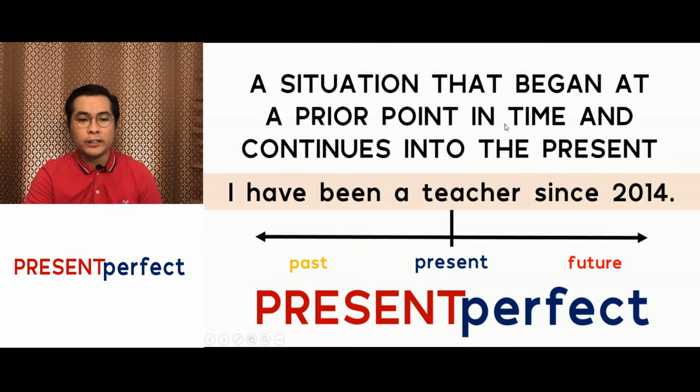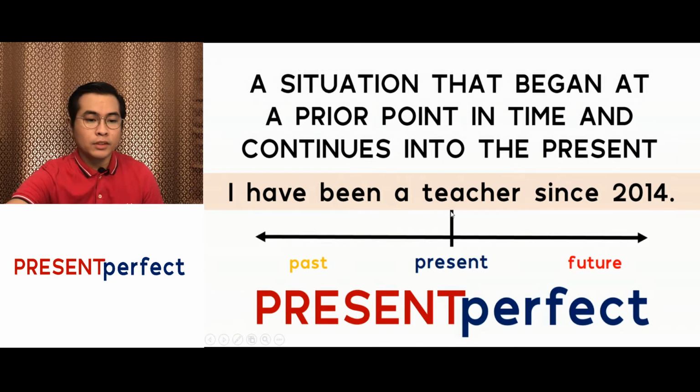Okay, and that prior point in time is since 2014, and continues into the present. So for example, in this sentence, "I have been a teacher since 2014," meaning, for example, we are in 2020 now, and I'm still teaching. So that is the one that will tell you that that situation has begun in 2014, and it's still happening, or still occurring until the present time as you report that sentence.